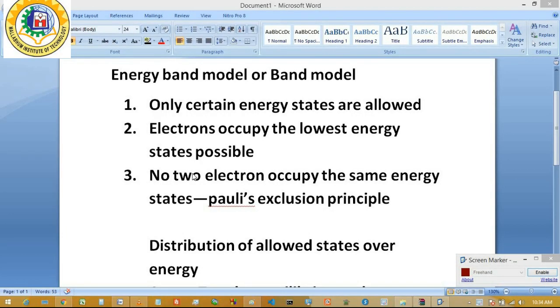So today we will discuss the energy band model, or simply the band model. In the energy band model term, most of the time the word energy is dropped, so sometimes it is also called the band model. Now this band model tries to analyze the electron population in terms of energies possessed by electrons.